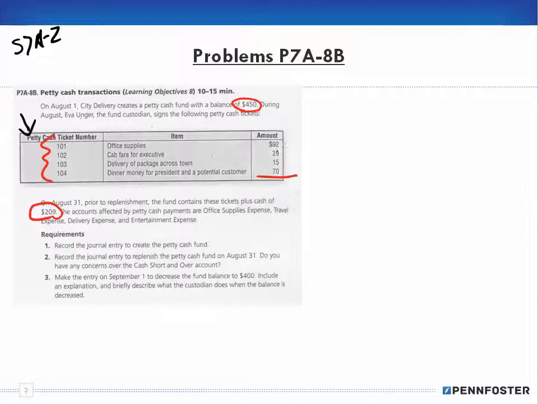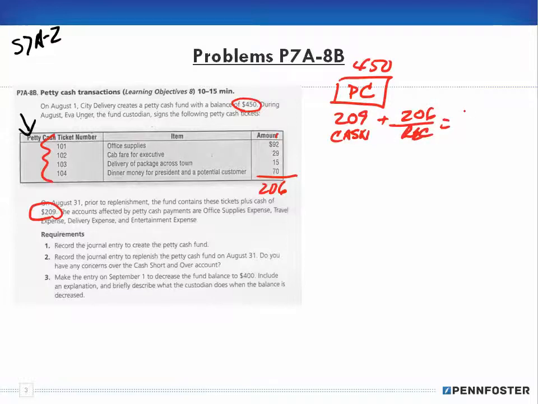So from this information, I have 9 and 2 is 11, and 5 is 16. That's 10. That's 10, 13, 20, $206 in petty cash tickets, and I have cash of $209. Right, so again, here's the petty cash box, and it's supposed to have $450 in it. It has $209 in cash plus $206 in receipts. That's $415. Okay. Obviously, it's supposed to have $450. Well, it's short $35, and this was covered in exercise 7A-6.